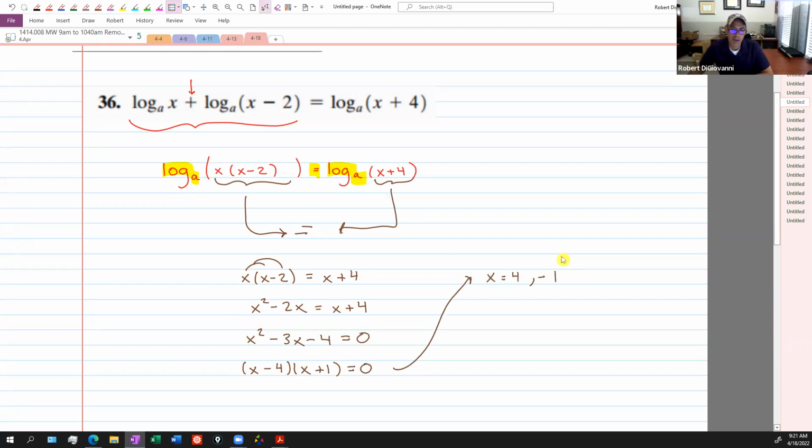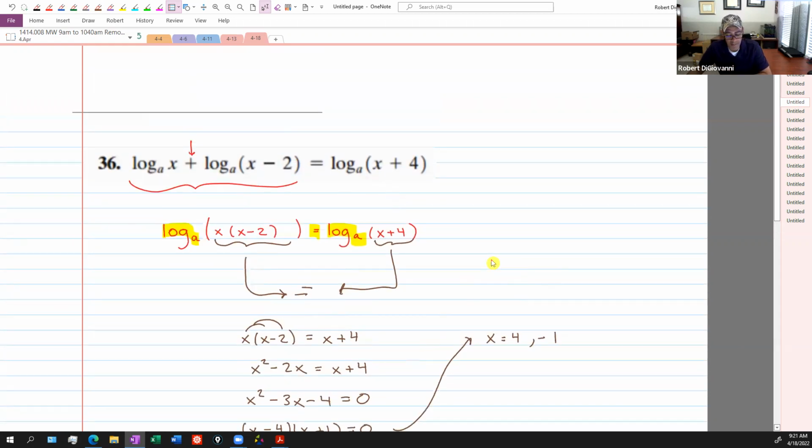Now, I said this in class last time, and I'll say it again. You do not look at these numbers and say, oh, if it's positive, it works. If it's negative, it doesn't. That is not what you ever do with logarithmic equations. You must always check these into the original expression.